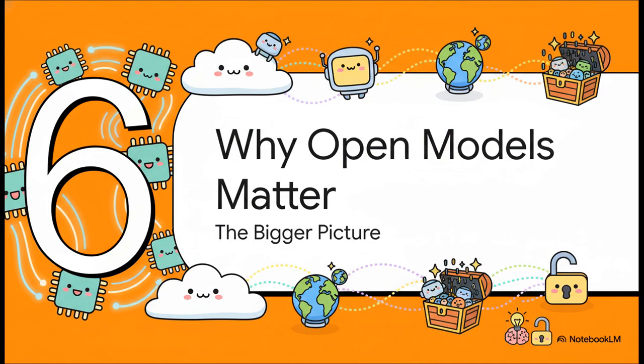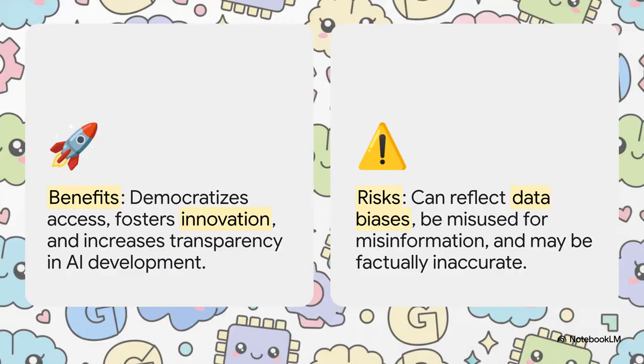So for our final section, let's zoom out, because releasing a model this powerful under an open license isn't just a technical update. It has much, much bigger implications for the entire field of AI. This slide really lays out the 2 sides of the coin. The promise of open models is enormous. They democratize access so anyone can build with top-tier AI, they supercharge innovation, and they make the whole field more transparent.